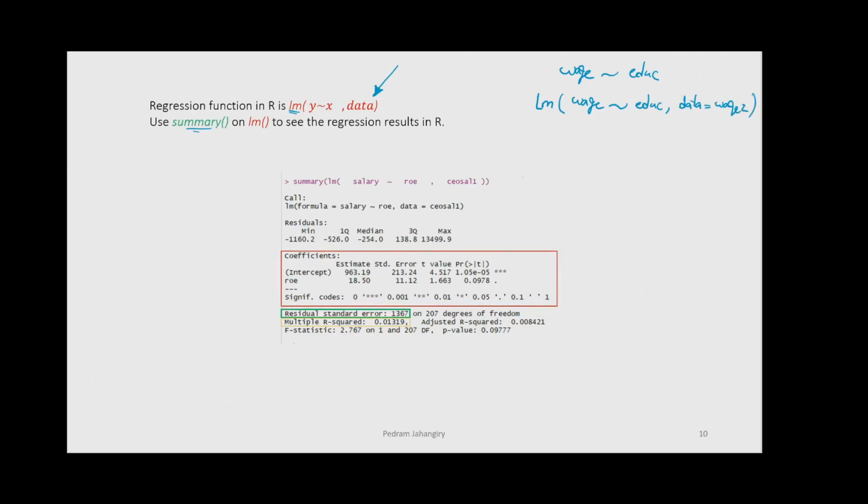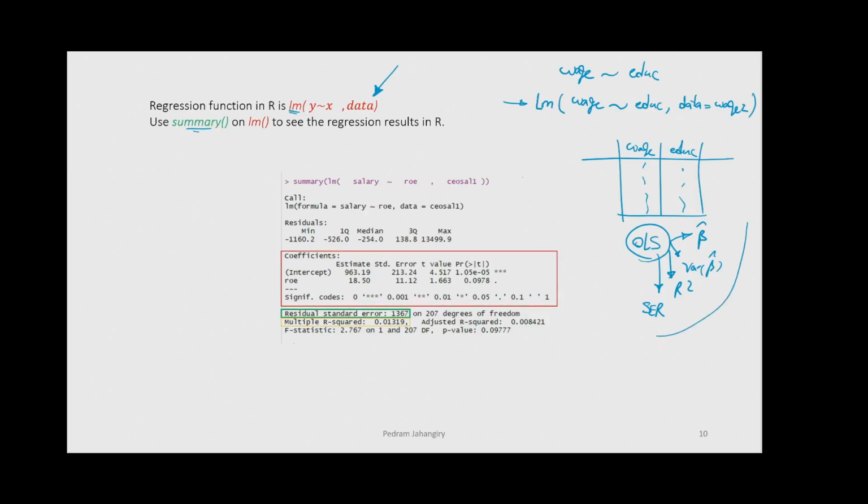And then close the parenthesis. So what does this line do? This line is saying that I take all the wages and all the education. These are all observable. Behind the scenes, I'm going to use OLS. So it means that I'm going to calculate all the beta hats for you. I'm going to calculate the variance of beta hat for you. I'm going to calculate this R square. I'm going to calculate the standard error of regression or residual standard error. And then by this line, I have already calculated this.